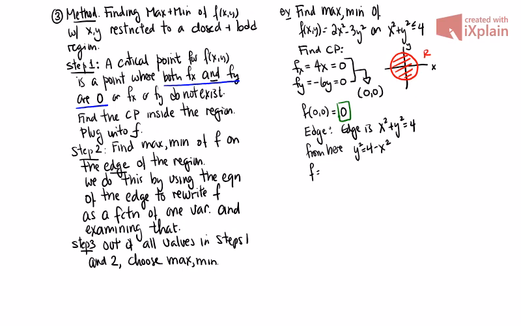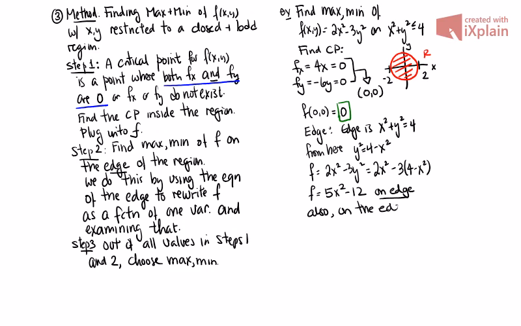So then f, which was 2x squared minus 3y squared, I can rewrite as 2x squared minus 3 times this. So f is equal to, if I solve this, 2x squared plus 3x squared is 5x squared minus 12. And this is on the edge. Now, notice if I'm on the edge, x is between 2 and negative 2. That's because up here on the picture, this is a circle, right? So we could say, hey, it's a circle of radius 2. So also here, on the edge, x is between negative 2 and 2.